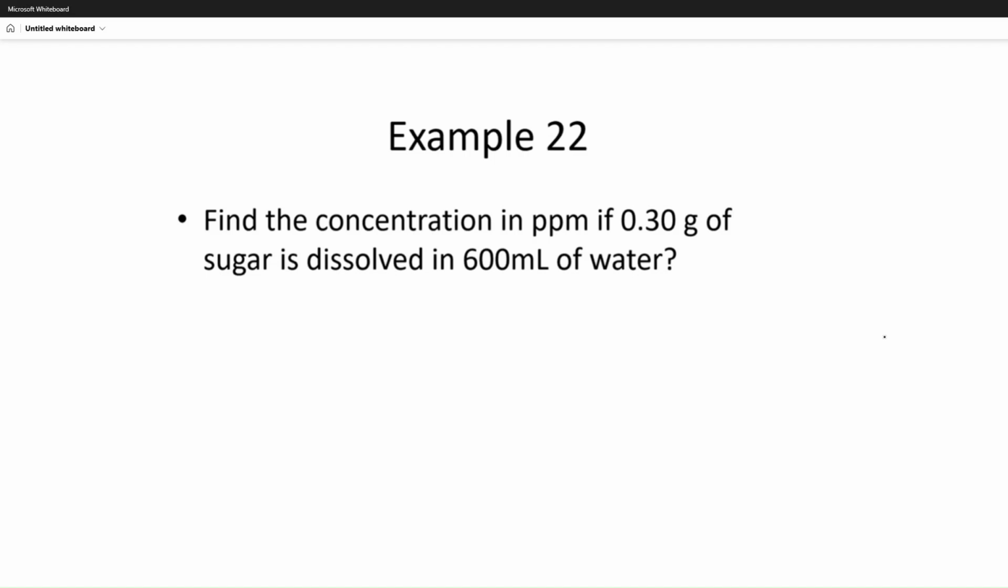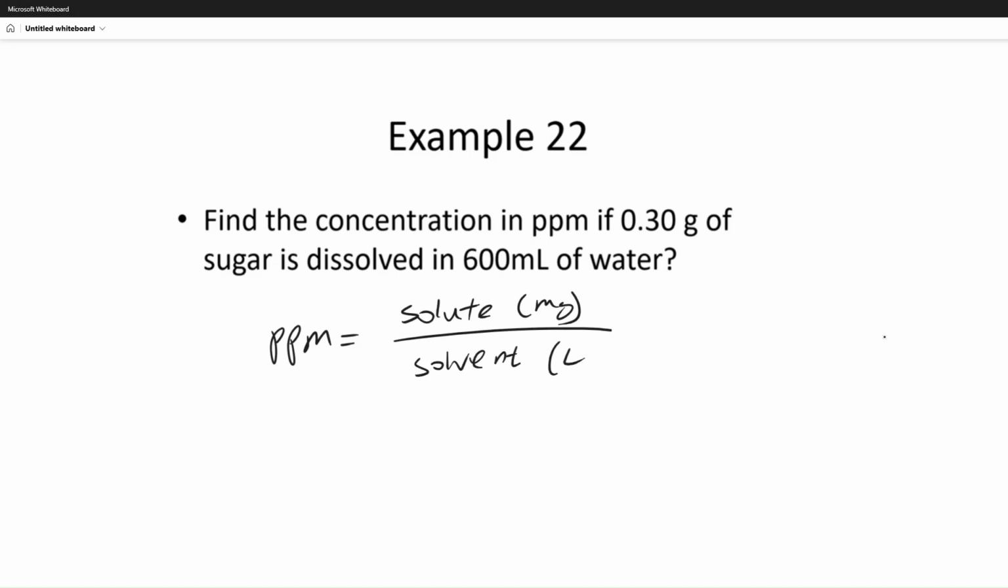And what that is basically, well, let's think of it this way. The formula goes like this. Parts per million equals solute in milligrams over the solvent in liters. Because the solvent is usually water, we say liters slash kilograms, both work.